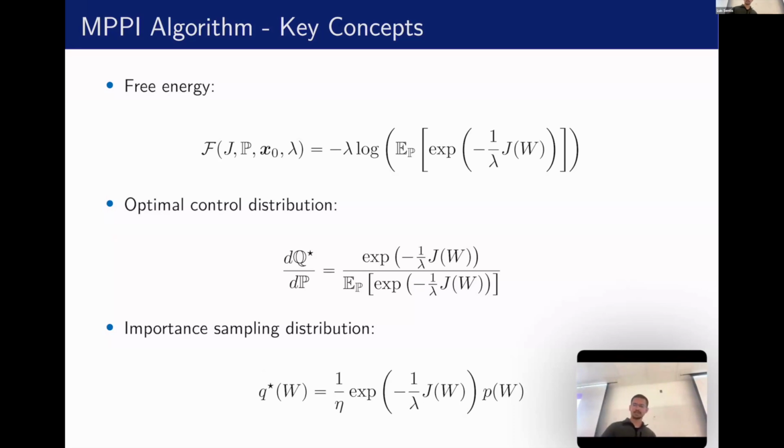Then the optimal control input distribution, which is given by q star, can be derived from this expression. The derivation is lengthy, but as you can see, there is this cost function J, there is this lambda parameter, and there is this probability function, which is the noise of the control signal. Then you can sample based on this distribution given by q star(W), which is given by this expression.